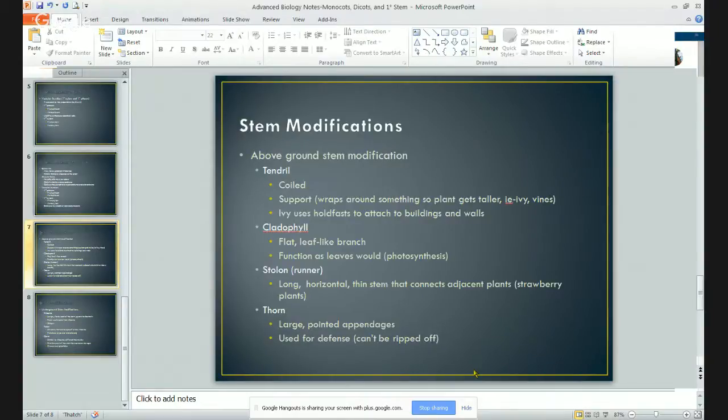Ivy uses something special at the end of its tendrils. Peas also have tendrils, by the way. They use these little suction things called holdfasts that allow them to attach to buildings and walls. So that's one modification that can come out of your stem.